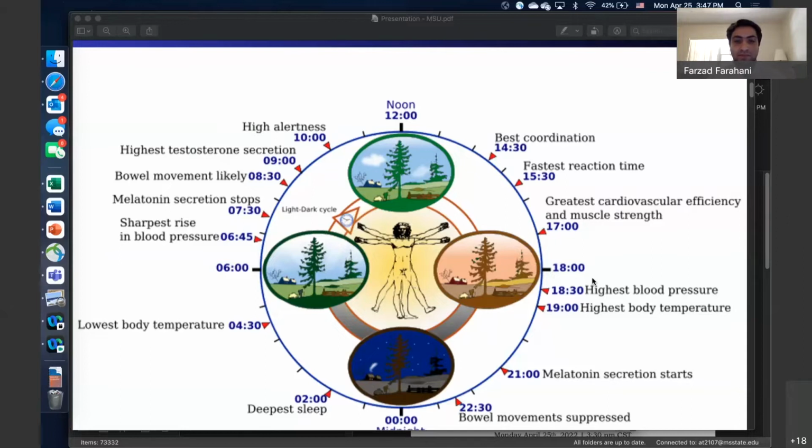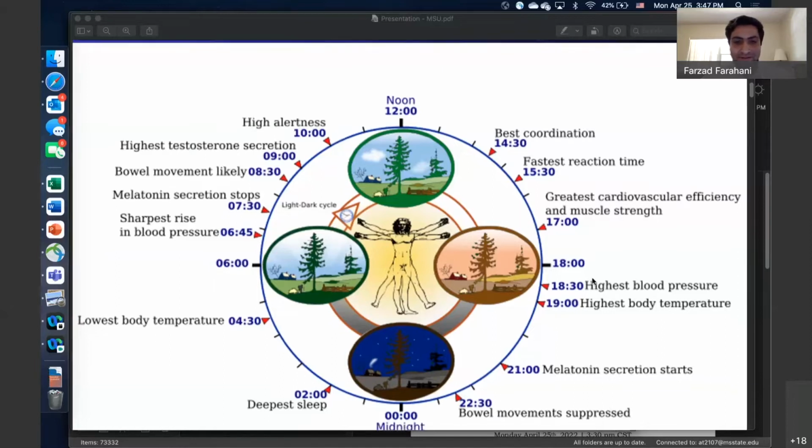So as an average, for example, we can imagine what's the difference between 8 or 9 a.m. and 6 p.m., the evening and morning sessions. We can go to the next slide.